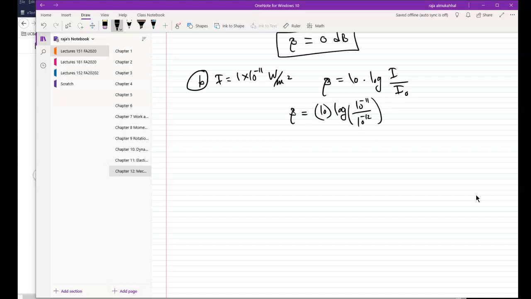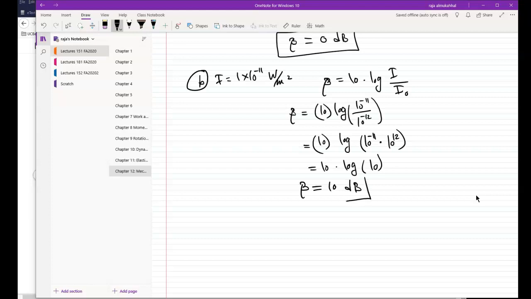Again, you want to do some algebra before you jump to your calculator. So this is what? 10 to the negative 11. Here is how I do it. Let me do it slowly so you can see my steps. So 10 to the negative 11 times 10 to the positive 12, correct? When you move it up. So that becomes 10 times log 10 to the 1, which is 10. What's log 10? 1, right? I hope you memorize that. So that's 1. So the decibel level is 10 decibels.